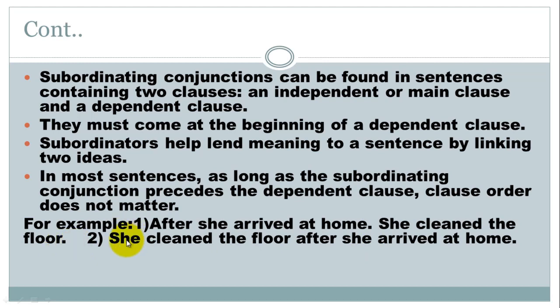Now let's look at the second one. In the first sentence we started with the dependent clause and finished with the independent clause. But this one we're going to start with the independent clause. So it doesn't matter, as long as the subordinating conjunction comes before the dependent clause. The clause order doesn't matter.